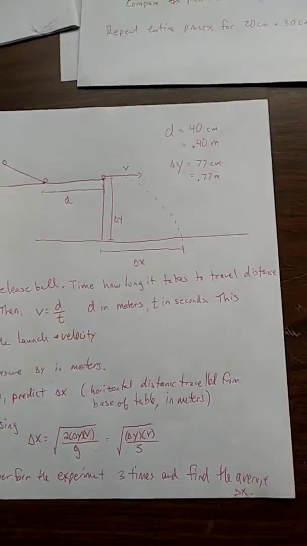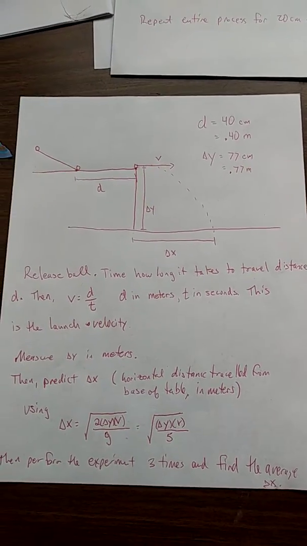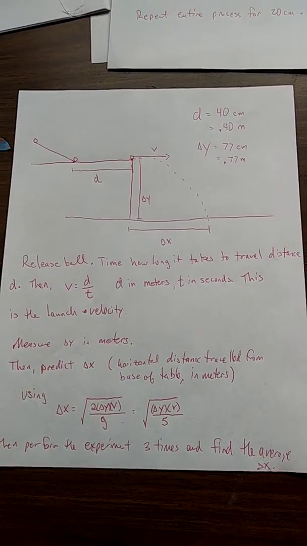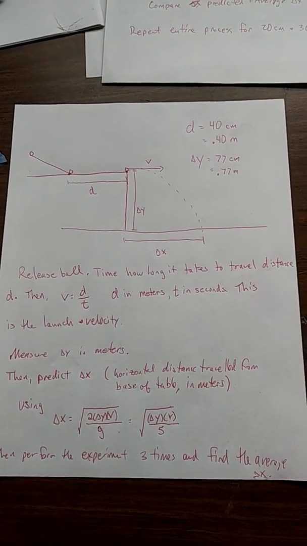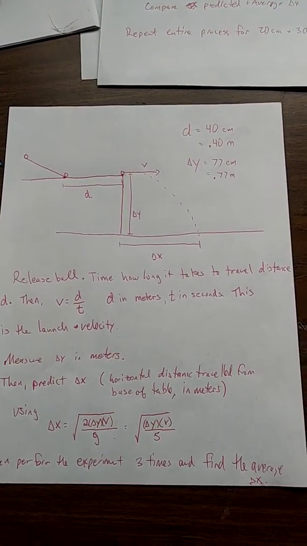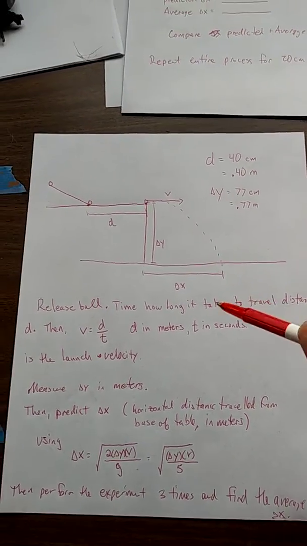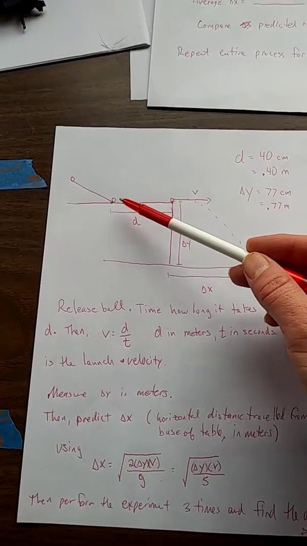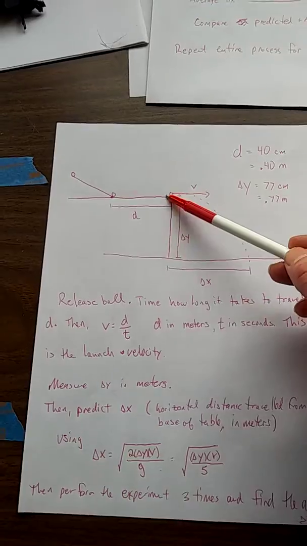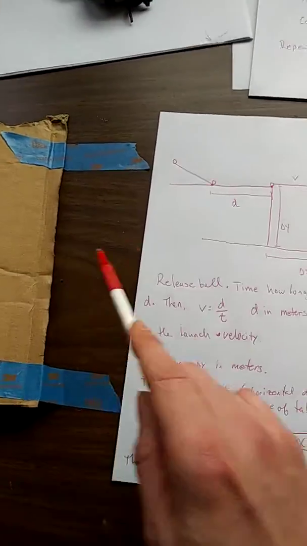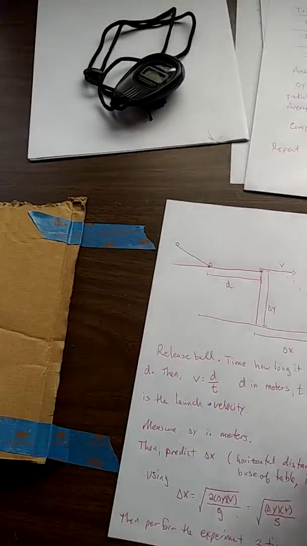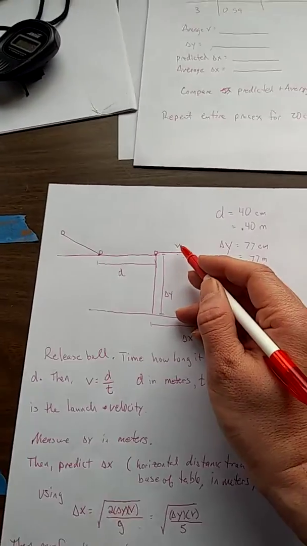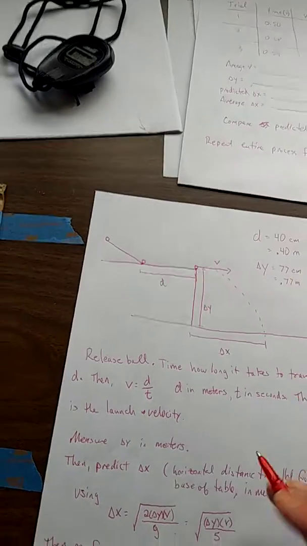Okay. Now what you want to do first, and I've written out some simplified instructions here. So if you want to pause the video and copy these down, basically use these instead of what's written in the lab. I think it's much more straightforward here. So we're going to release the ball, and we're going to time how long it takes to travel this distance d from here to here on the table. I have a stopwatch to do that, because we need to calculate first this launch velocity v.